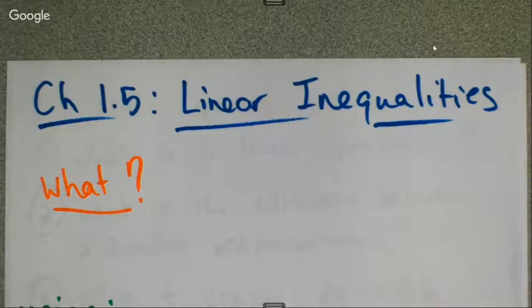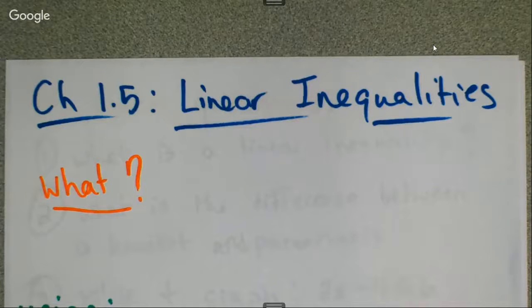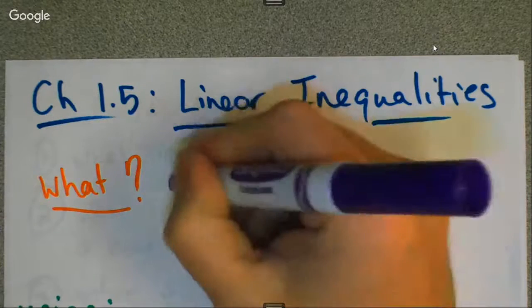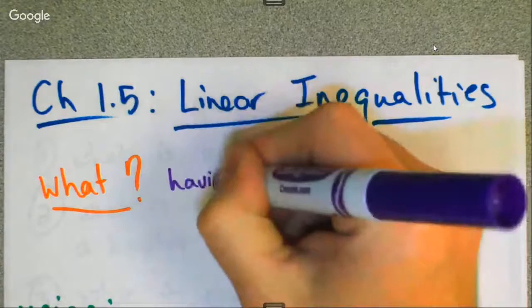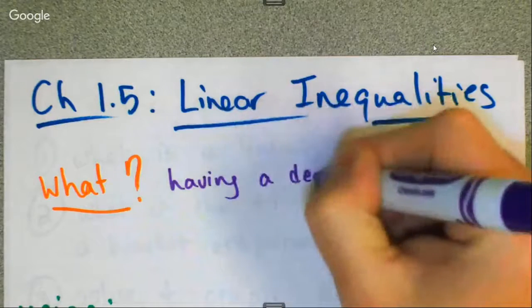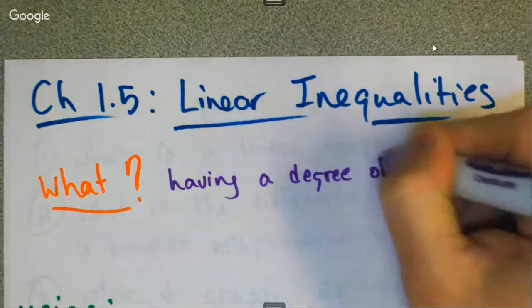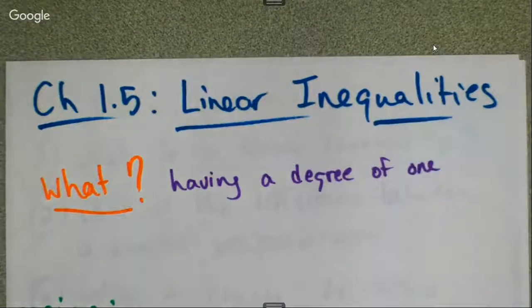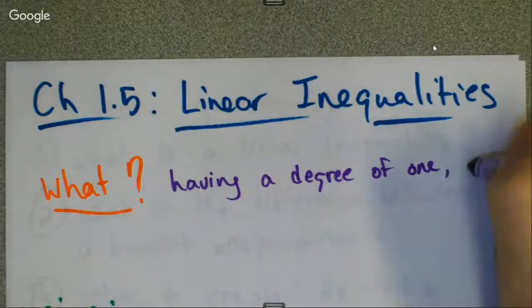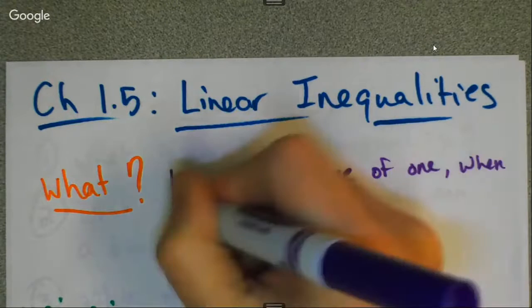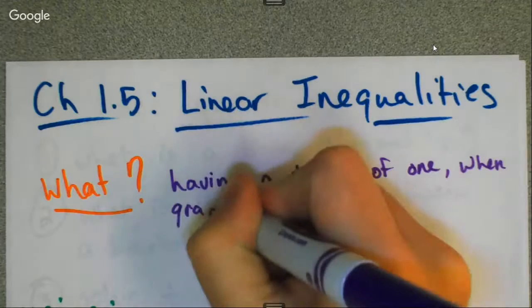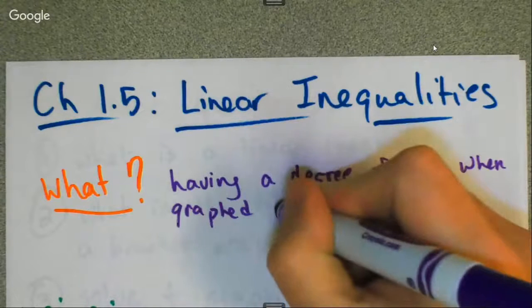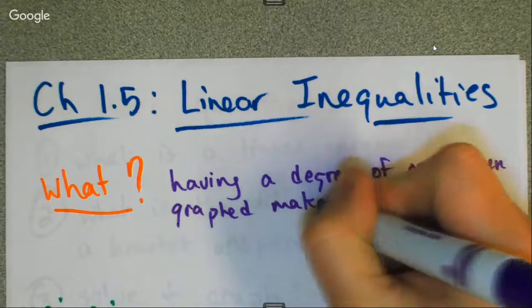Now, what is a linear inequality? Well, you should know what linear means. Linear is having a degree of 1. Okay, it is also when graphed makes a line.